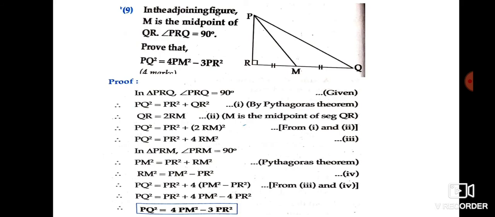So even if such questions come in the exam, what you do is select two triangles, write the Pythagoras theorem, and you will get some marks. Try to link between the two. That is what we are going to do in this sum.